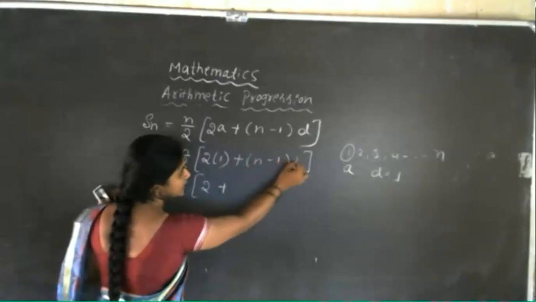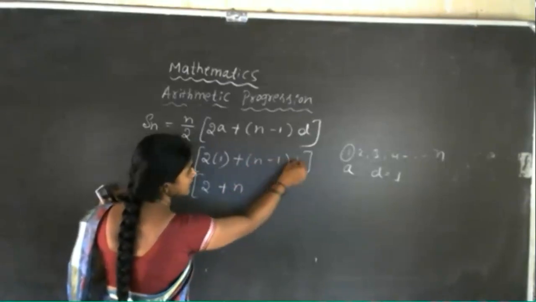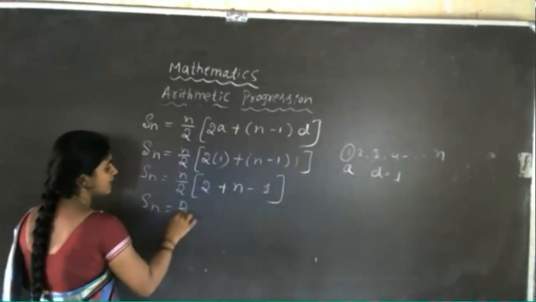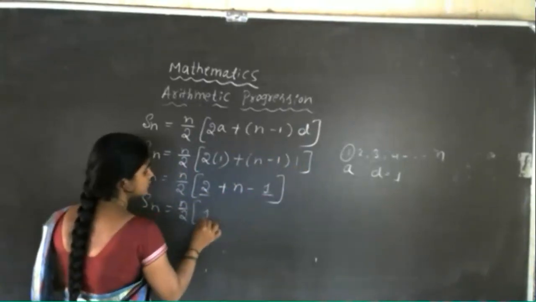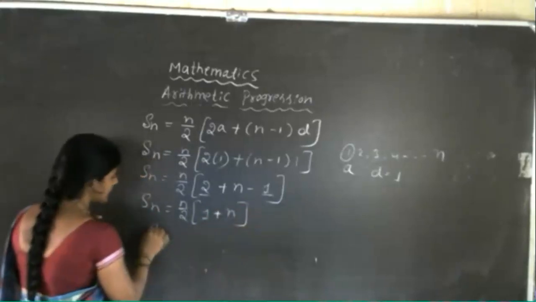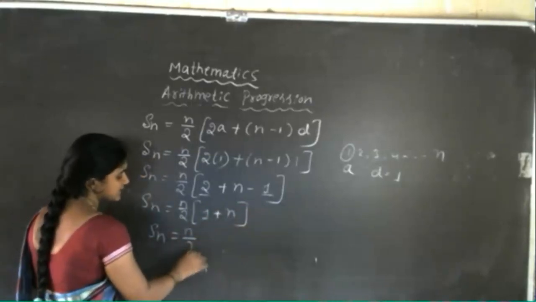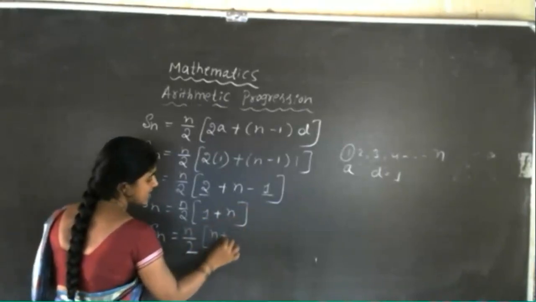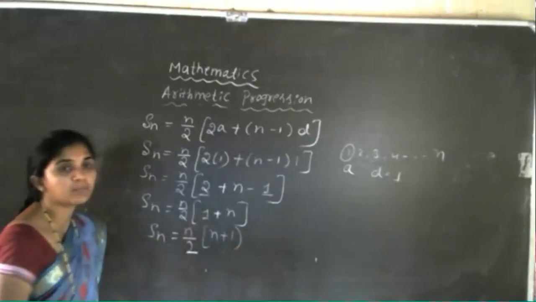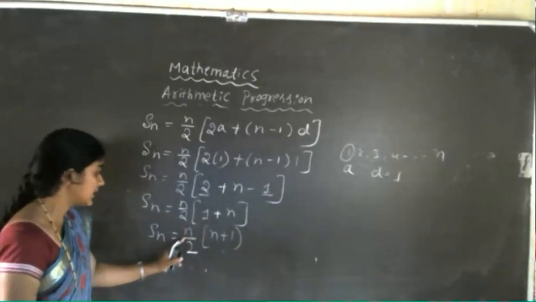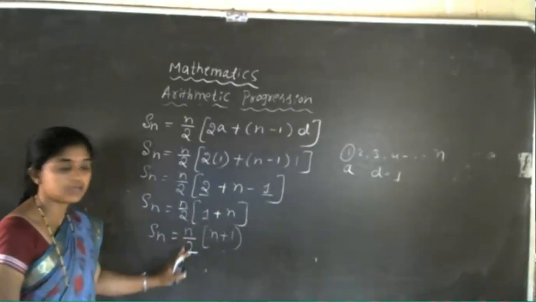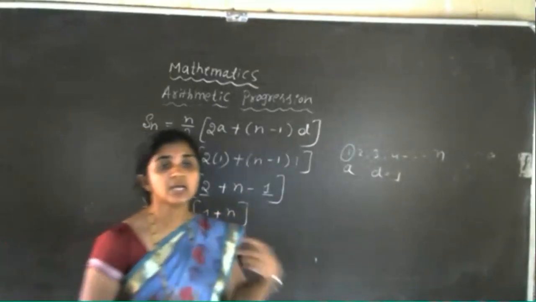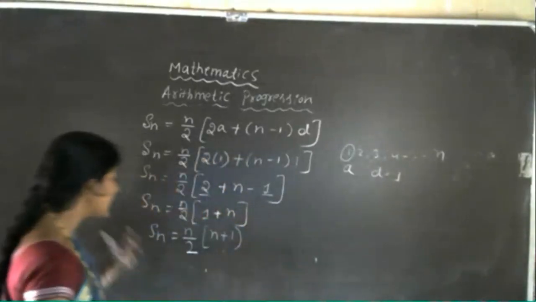Then n into 1 is n, minus 1 into 1 is minus 1. Next step, Sn is equal to n divided by 2 into (2 minus 1 is 1) plus n remaining. The standard form of this is Sn is equal to n by 2 into 1 plus n. Just I'll take n plus 1: n into n plus 1 divided by 2, or n by 2 into n plus 1, you can also take. This is the formula we are going to use to find the sum of the first n natural numbers.